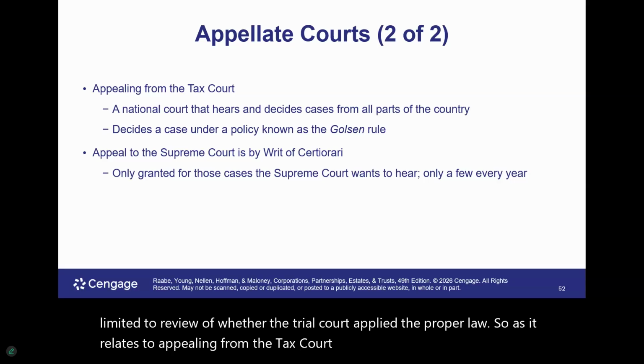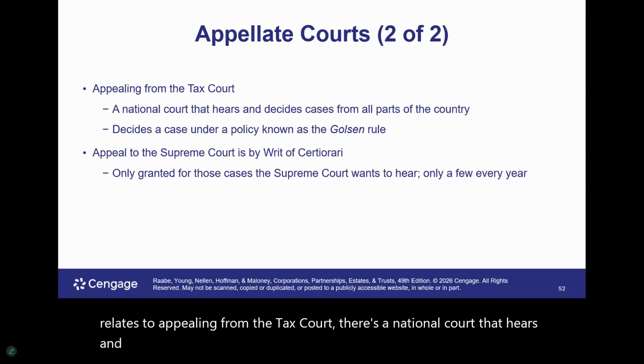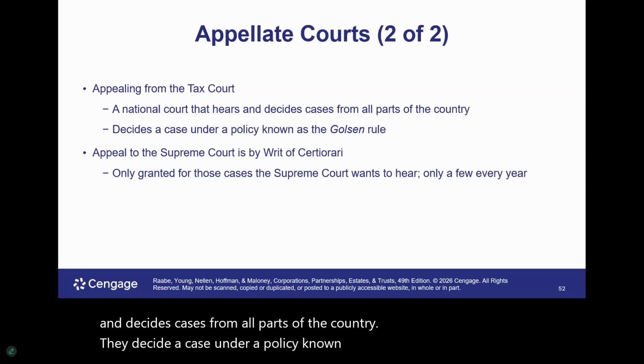So as it relates to appealing from the Tax Court, there's a national court that hears and decides cases from all parts of the country. They decide a case under a policy known as the Golsen Rule.